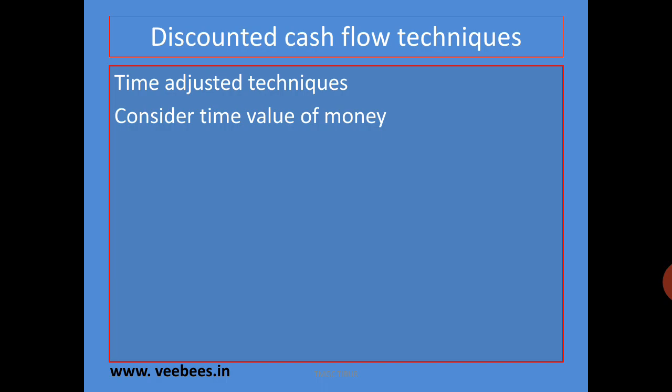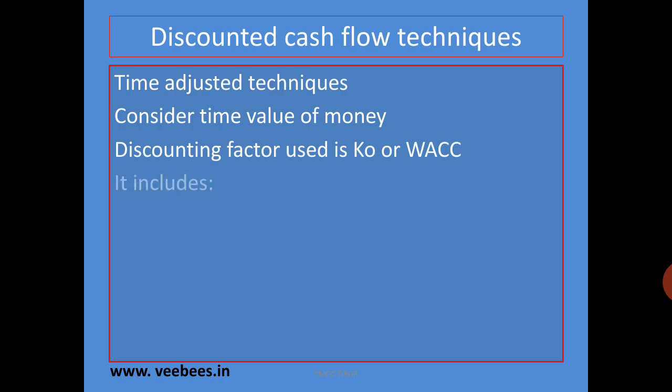In case of traditional techniques, we just considered the inflows. It was not converted into present value, but here we will consider the time value. So we will discount the values using present value factors, and the discounting factor used is Ko, the overall cost of capital, or WACC, weighted average cost of capital. This is the factor used in project evaluation techniques or capital budgeting.